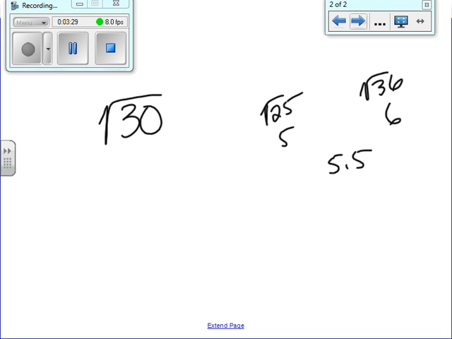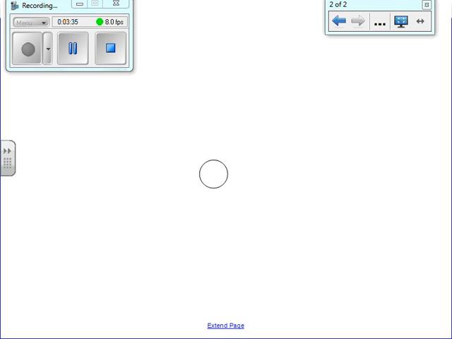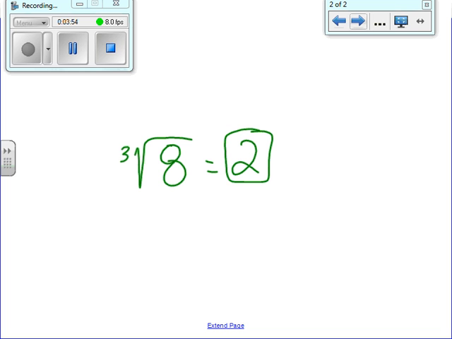We're going to use that same method for perfect cubes as well. So I'm going to find the perfect cubes around a certain number and then use that to guide my answer. If I was looking at, say, the cubed root of 8, however, well, I know that 8 is a perfect cube, so I'm just going to write the whole number representation of it right here.